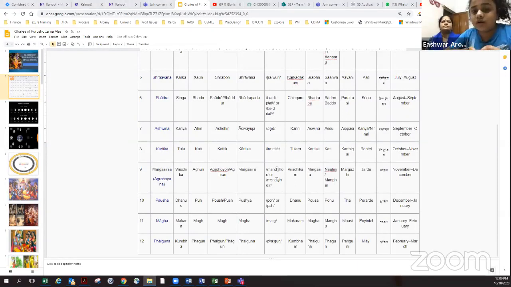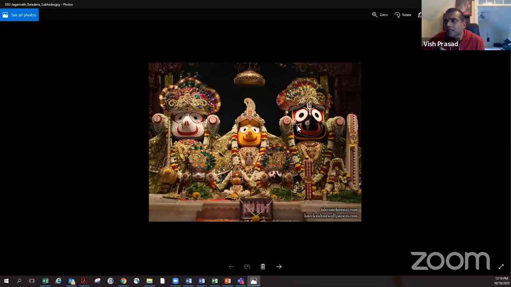Purushottama Kshetra, there is a temple called Jagannath Puri, okay? And the deities there, there are 3 deities actually: Jagannath, Baladev, and Subhadra. So I'm going to show you on the screen. On the right, there is Jagannath, he is the Lord of the universe. Actually, it's none other than Krishna, okay?